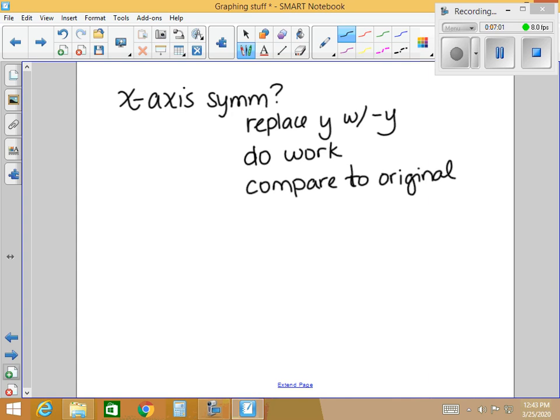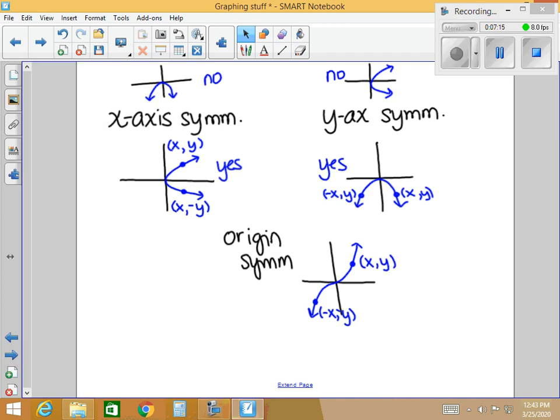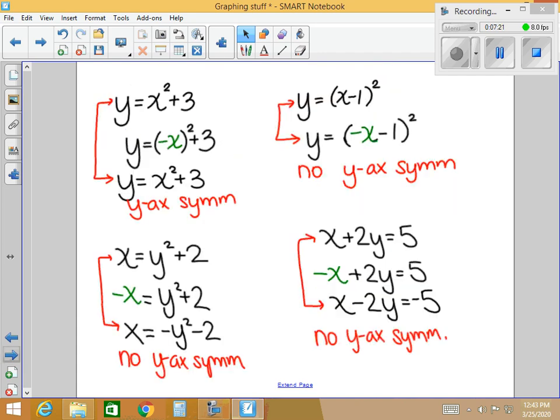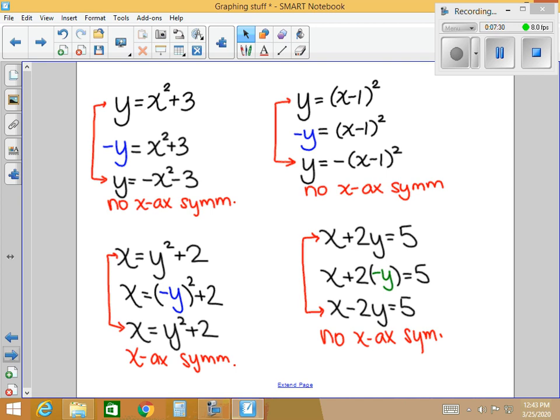If it's exactly the same as the function or relation that I started with, then yes, it has that type of symmetry. Now, when I say function, for something to have x-axis symmetry, it cannot be a function. Look at our example that we sketched at the beginning. If the top lines up to the bottom, that does not pass the vertical line test. But some of the relations that we work with, some of our circles, those sorts of things, will have x-axis symmetry. So here are some examples. Again, pause the video if you need to write them down and study them. Some of them do and some of them do not. Most of them do not have x-axis symmetry.